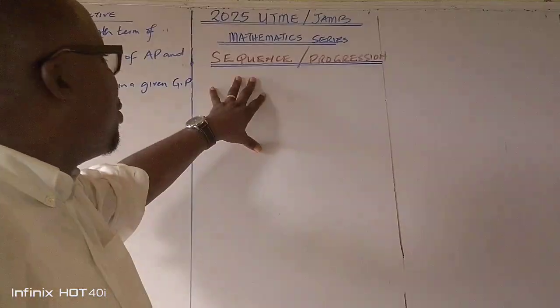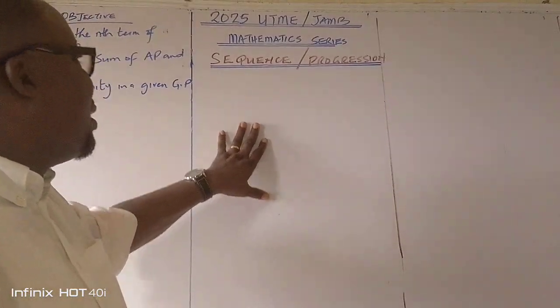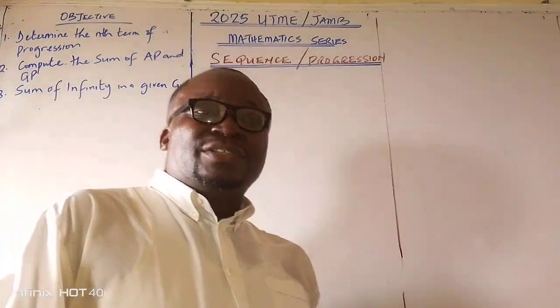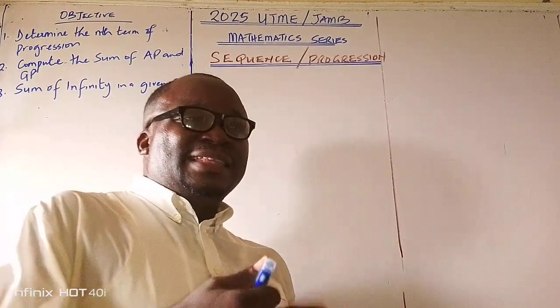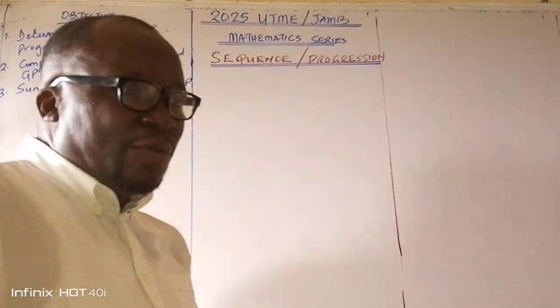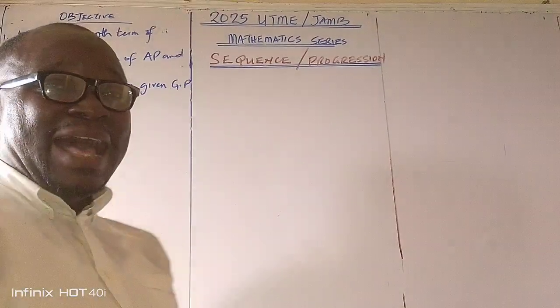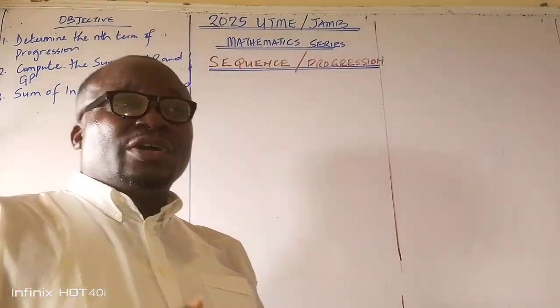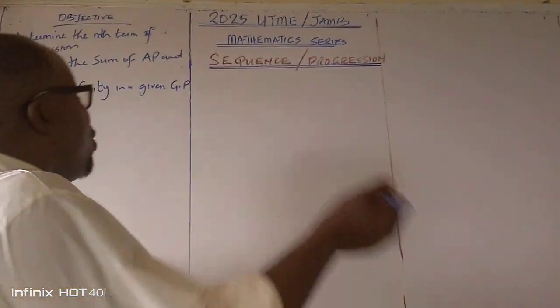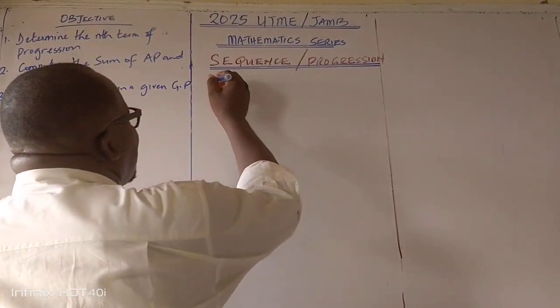And we are treating progression or sequence. First, what is sequence? Sequence is an arrangement of numbers in a definite pattern. We call it sequence. It becomes series when we add up those numbers.